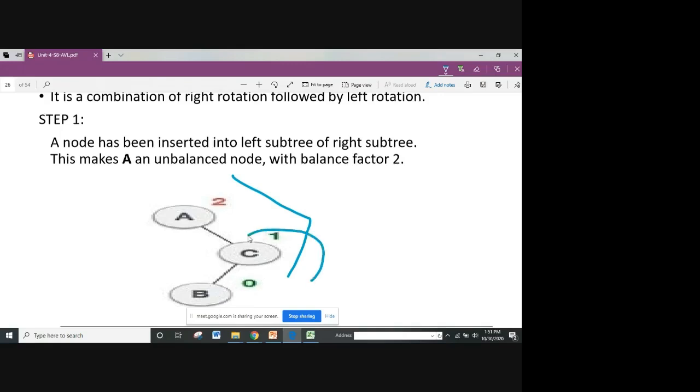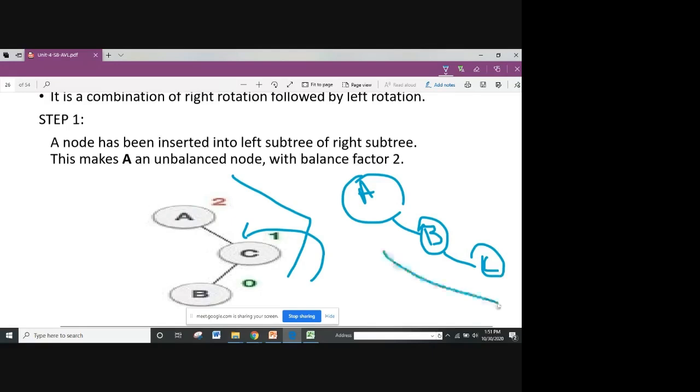So I have to rotate to the right. When I rotate right, my nodes will be A, then B. That is, when I rotate right, B will come up, and then C will come. So it is one particular skewed tree.